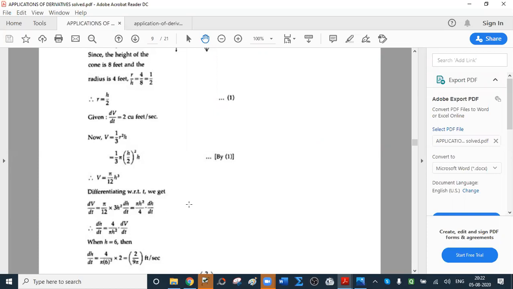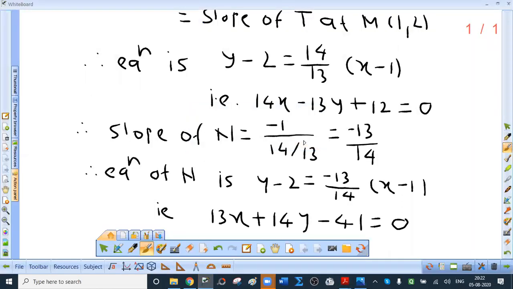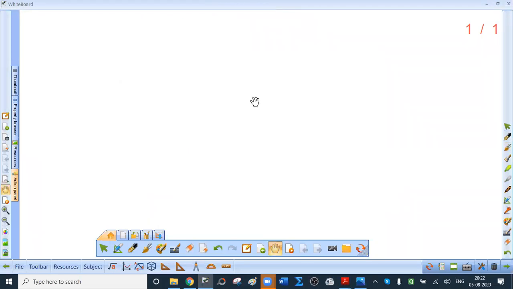Okay. So the rate of change of water level when the depth is 6 feet is what? 2 upon 9 pi feet per second. I hope you understood this. Now the next sum. Just read that sum. Sum number 5.